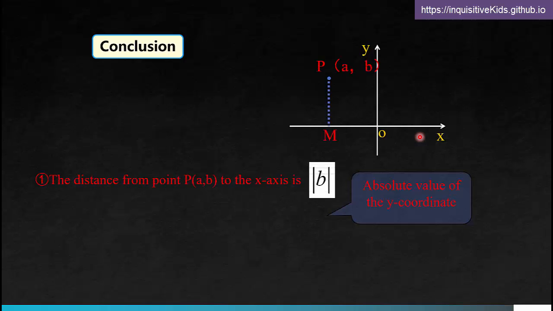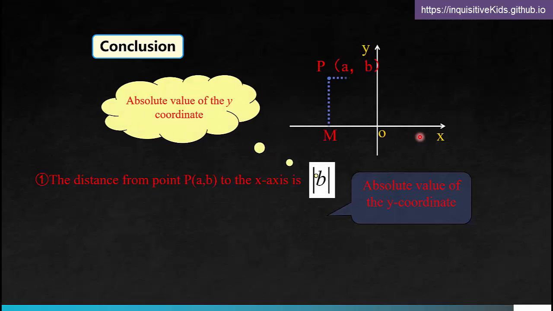Conclusion. So 1, the distance from point P to the x-axis would be the absolute value of b, right? Because a distance can never be negative. A distance of anything has to be non-negative. So absolute value ensures that it is always non-negative. It could be 0 or positive. So that's why we have absolute value signs around b.